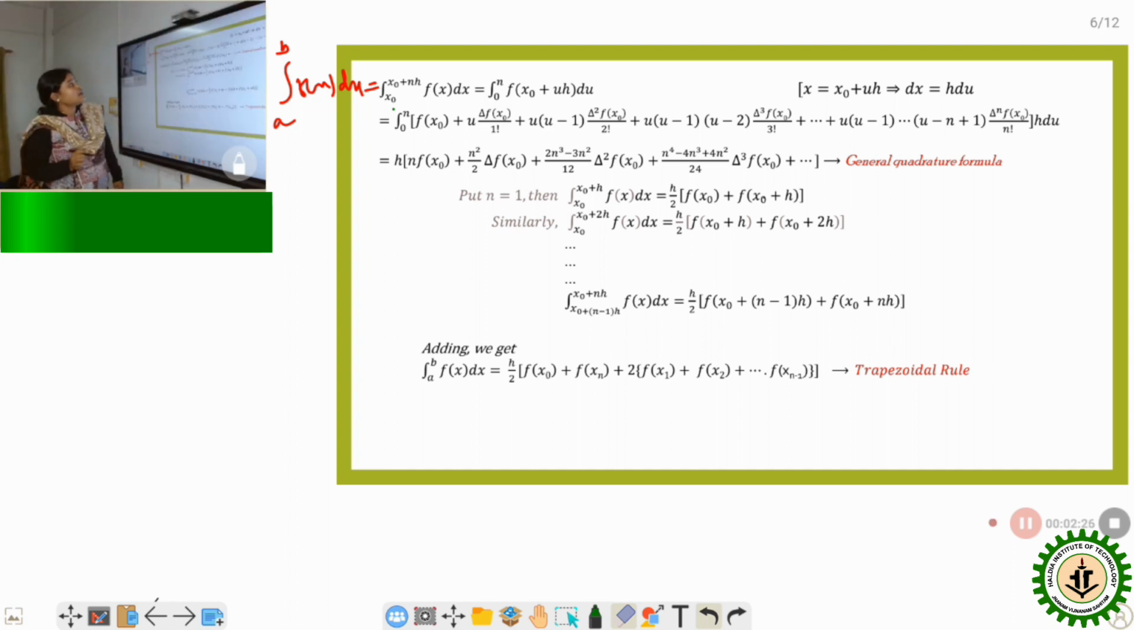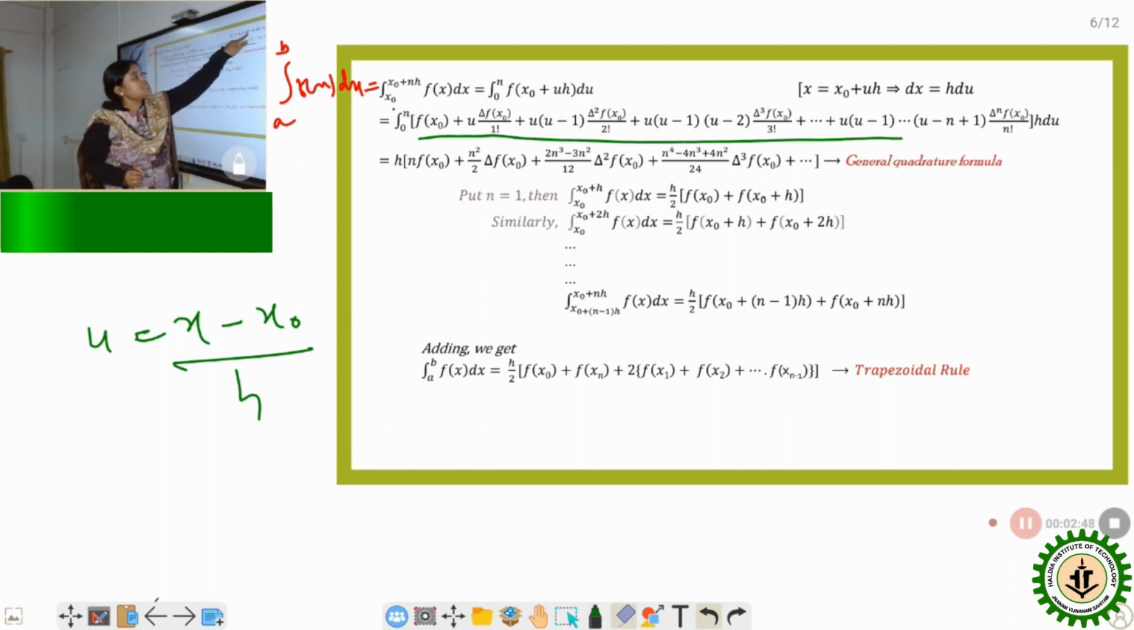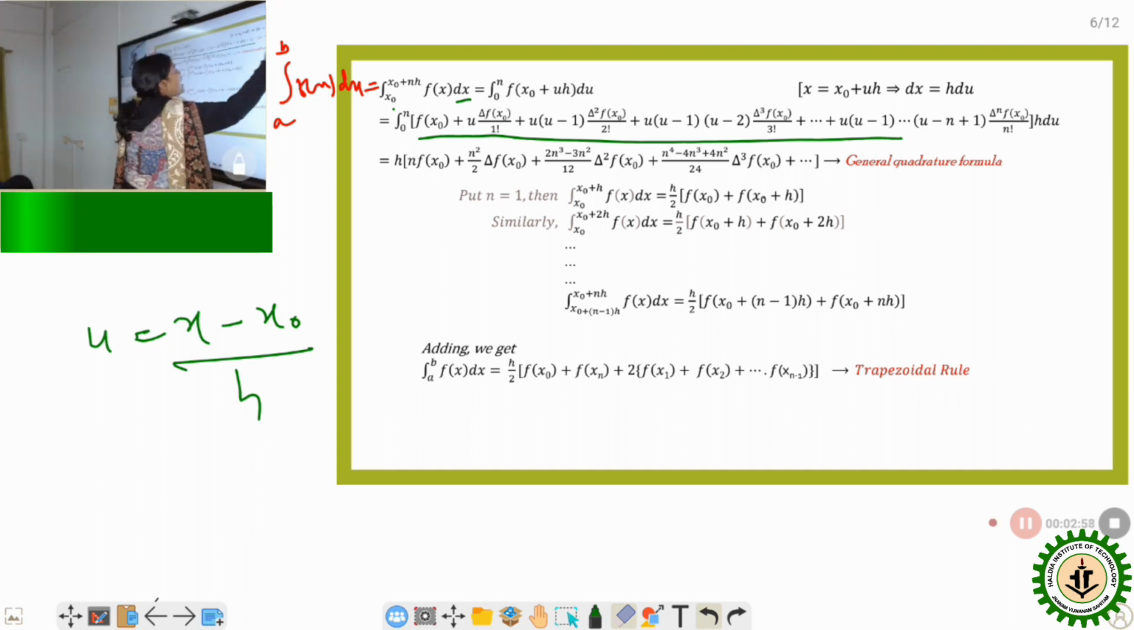Now by Newton's forward interpolation formula, we know f(x) is this, where u is equal to (x minus x naught) by h. So from this, what is the value of x? x will be x naught plus uh. So if we differentiate it, we will get dx equals h du. So in place of dx, we can put h du, and also we have to change the limit.